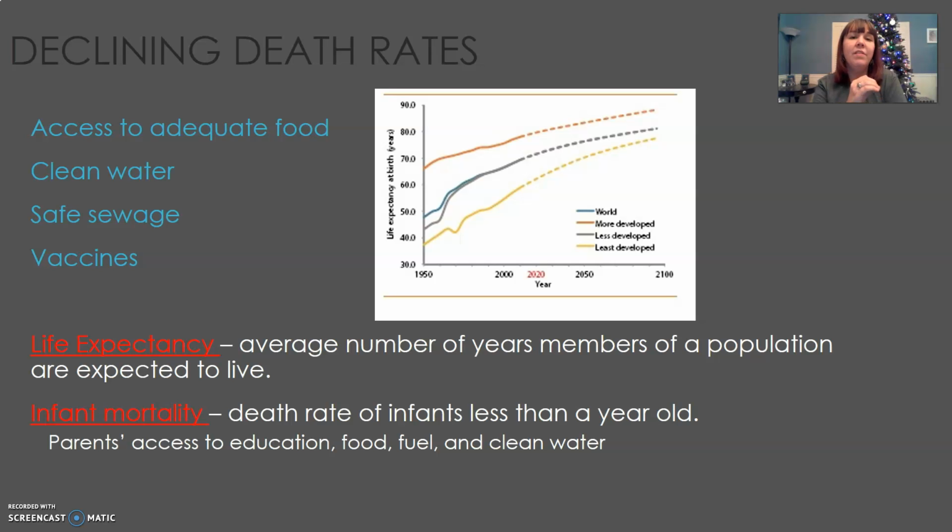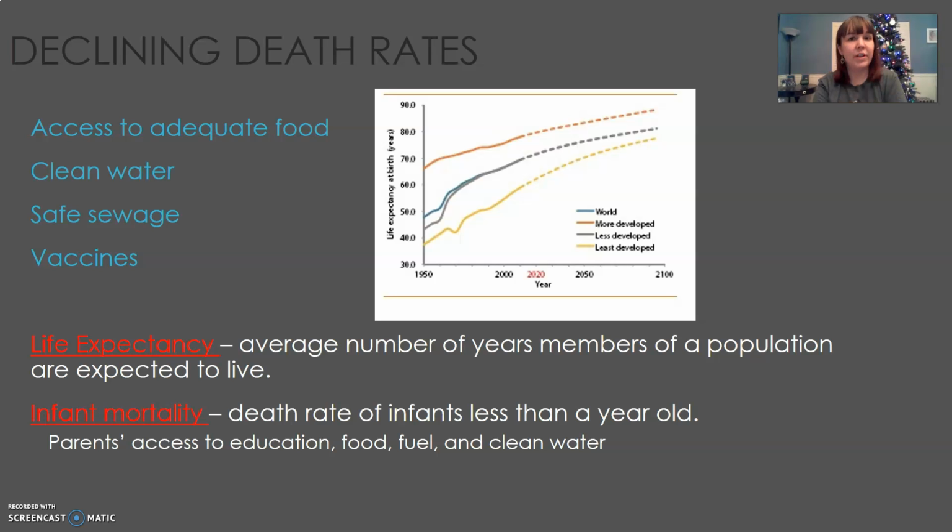So reasons for a declining death rate, for the high average age that we live to, our life expectancy, one would be access to adequate food. Do we have the nutrition that we need to be healthy and to live a long time? Do we have access to clean water? Not only for health's sake, but for diseases. There's a lot of diseases that are borne by unclean water that used to kill many, many people. And because of advancements in clean water, we have increased our life expectancy in those areas.